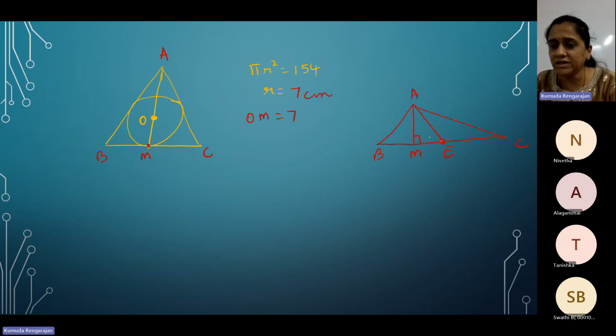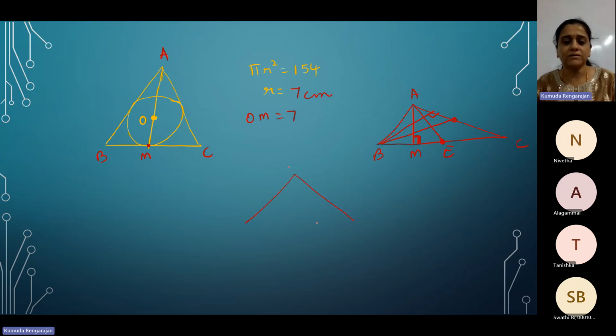What's the property of the median? E is the midpoint. Property of altitude, 90 degrees. AM is perpendicular to BC. This angle is 90. We know it, right? Then similarly, from here, 90 degrees and median, they're different. In a scalene triangle, altitudes and medians will not coincide. Altitude is a line segment. Median is a different line segment. They'll not coincide. In an equilateral triangle, the altitudes and the medians will coincide.